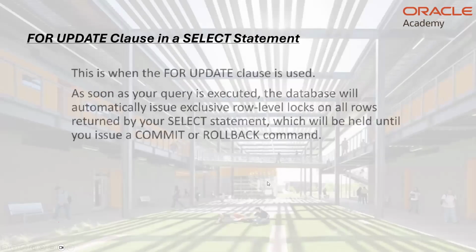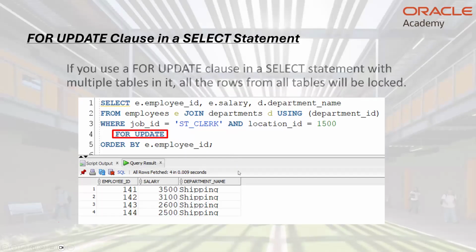That's what you would use the FOR UPDATE clause for. As soon as your query is executed, the database will automatically issue exclusive row-level locks on all rows returned by your select statement, which will be held until you issue a commit or rollback command. So basically it locks your rows until you issue these following commands.